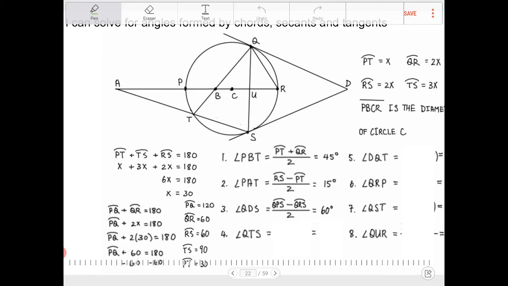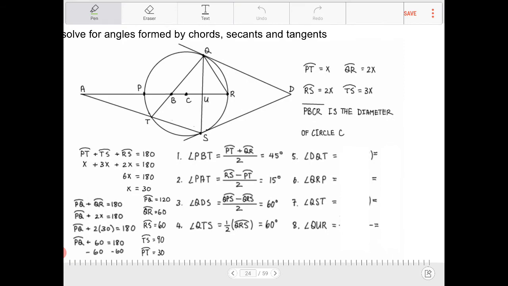Angle QTS, which is this guy right here. That's just an inscribed angle. It's going to be half of this guy. So therefore, it's going to be 60 degrees. Next, I need to figure out angle DQT, which is this angle right there. This is yet another inscribed angle. So I need to find half of arc QRST, and that is just 105.